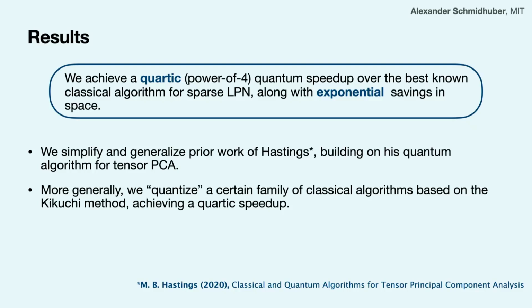How we do this in general is by quantizing a class of classical algorithms called the Kikuchi method. And we achieve a quartic speedup over any problem where the best classical algorithm is based on the Kikuchi method, which in particular includes tensor PCA, but also sparse LPN and other problems.